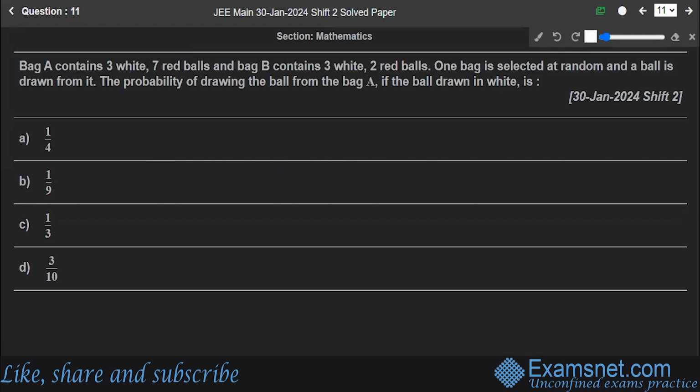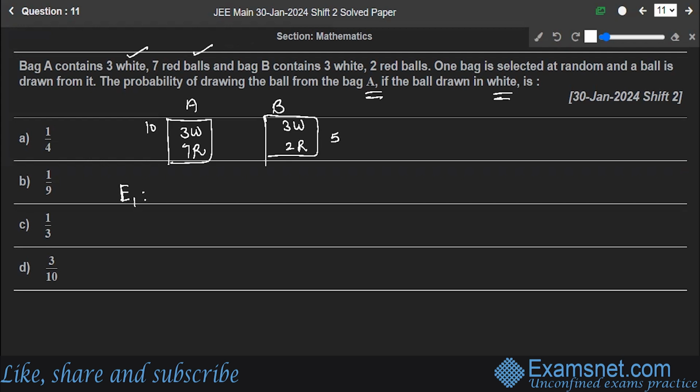Question number 11. Bag A contains 3 white and 7 red balls. This is a bag which is having 3 white, 7 red balls, a total of 10 balls. And there is a bag B which is containing 3 white and 2 red balls. That means a total of 5 balls. One bag is selected at random and a ball is drawn from it. The probability of drawing the ball from bag A, if the ball drawn is white, is. So here are three events basically. First one, event 1, E1, let's say that bag A is selected, and let's say E2 is that bag B is selected.